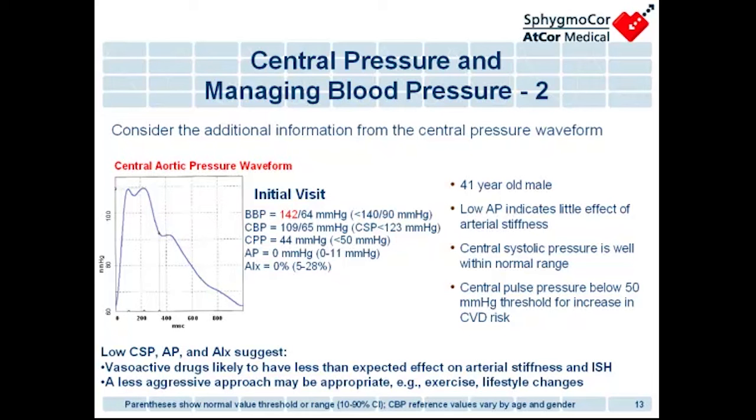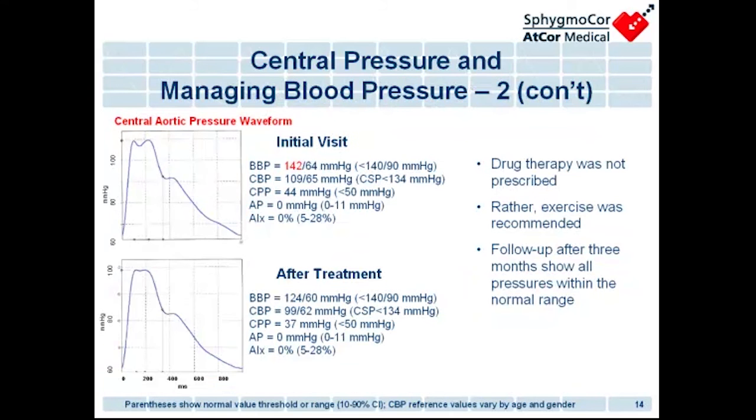And the points to be made from this are that because we have a low augmentation index and augmentation pressure, vasoactive drugs are likely to have less than expected effect on arterial stiffness. I wouldn't call it a less aggressive approach, I would call it a non-pharmacologic approach, such as exercise and lifestyle changes, that I'd be looking for in this individual. So drug therapy was not prescribed, and as you can see, the numbers became much more normal because this is someone who actually sustained their exercise effort.